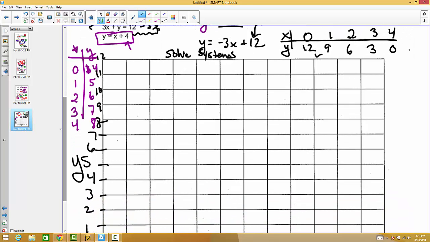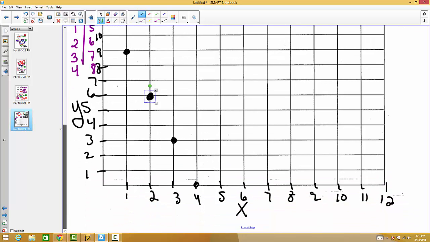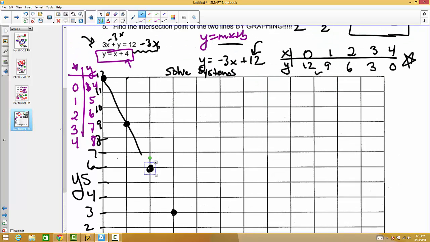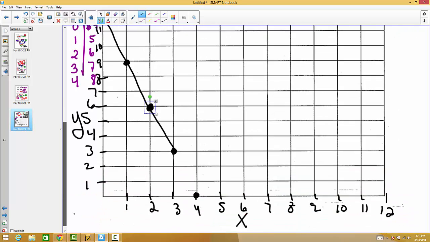So I'm going to do this one first since I have my black pen selected. 0 gives 12. And then basically you're going over 1, down 3. 1 gives 9. Over 1, down 3. 2 gives 6. Over 1, down 3. 3 gives 3. Over 1, down 3. 4 gives 0. And you should connect this because the decimals do work.